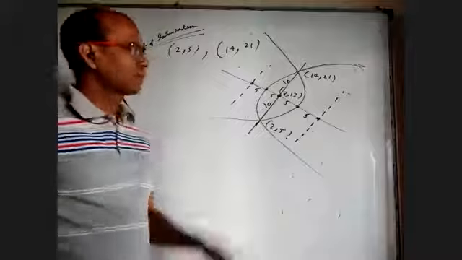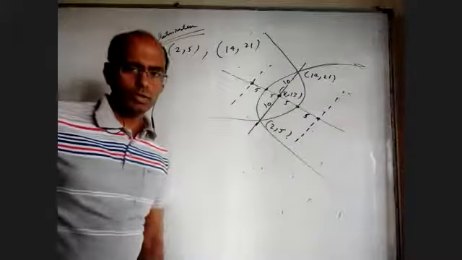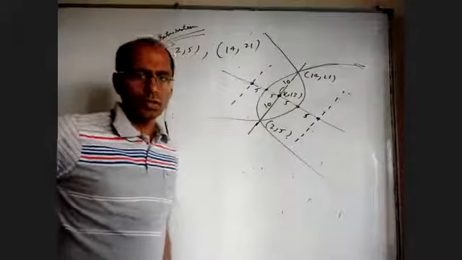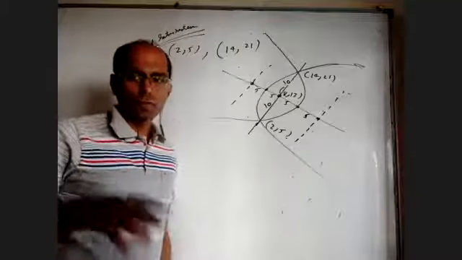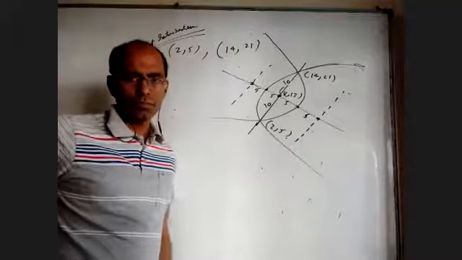So here, instead of finding the vertex, because it is a rotated one, it will not be in the form of y minus k whole square equal to 4 into x minus h or something. Better to find focus and directrix and use SP equal to PM, that form.